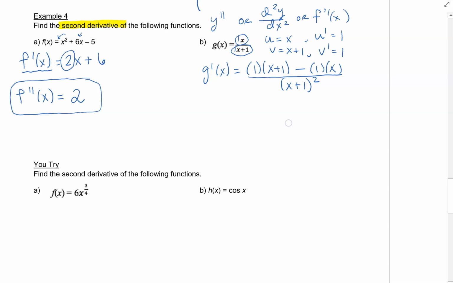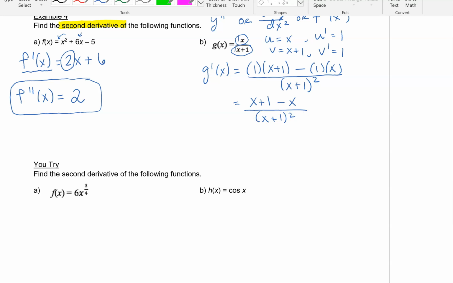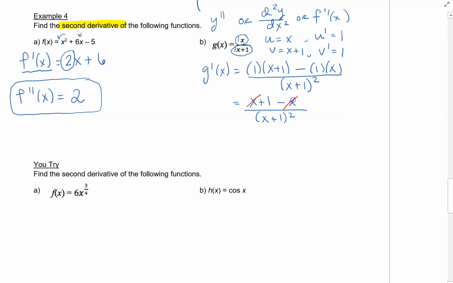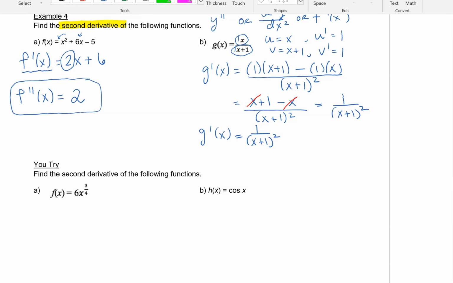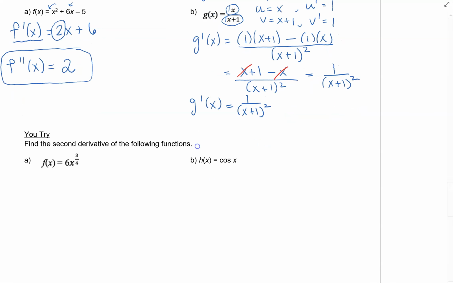So then if I simplify that a little bit, I get x plus 1 minus x all over x plus 1 squared. And then I notice that my x's cancel out. So actually this one did get a little simpler, thank goodness. That doesn't always work with these quotient rule ones. Sometimes they get more complicated. But that's my first derivative, that's g prime. And then what I'm going to have to do is take the derivative of that. So then I have a new u and a new v.